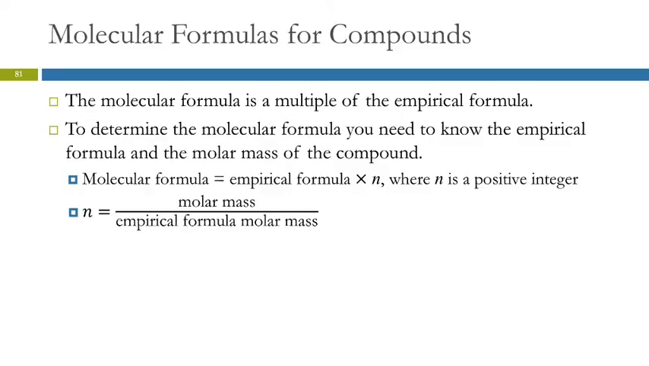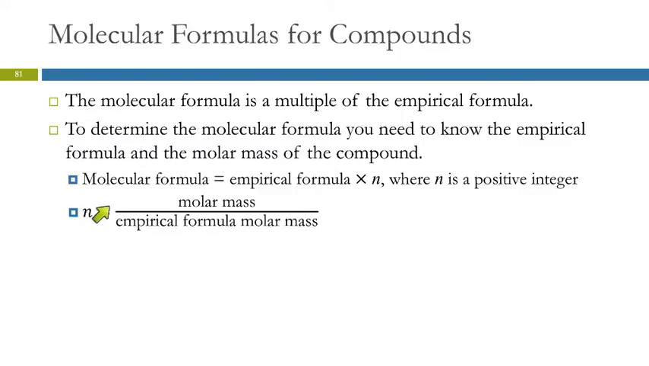So in the videos that you were supposed to have watched, I talked about how to calculate the empirical formula for a compound. That's useful, but oftentimes what we really want is the molecular formula, which we think of as the true formula for the compound. To find that, you need another piece of information. You need the actual molar mass for the compound. That would be determined probably using mass spectrometry.